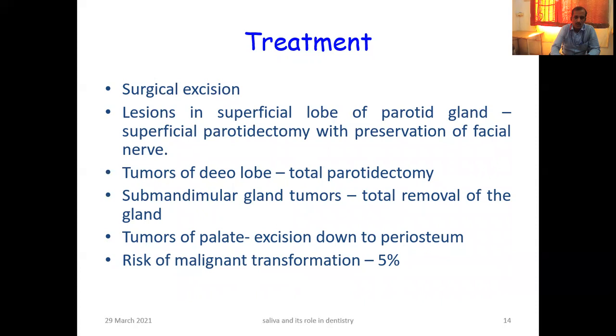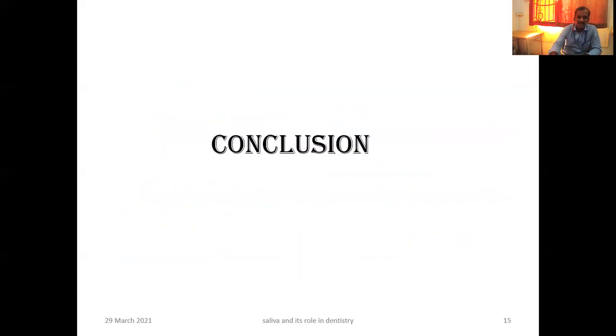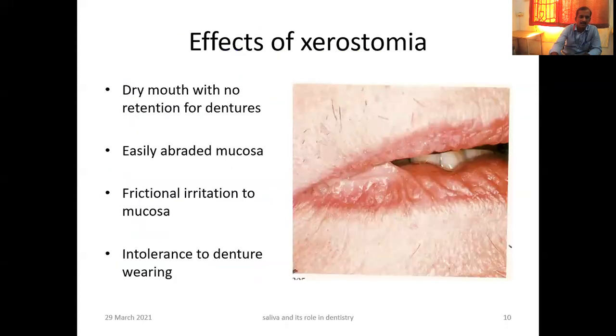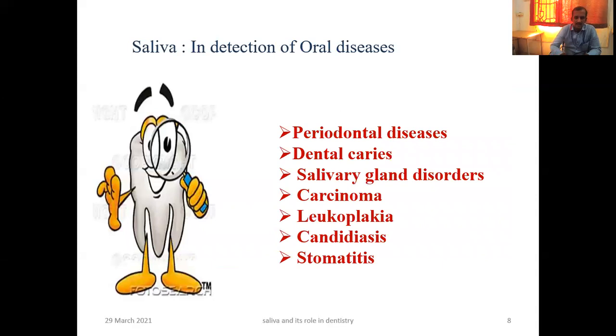For submandibular gland tumors, total removal of the gland is ideal. For tumors of the palate, excision down to the periosteum. And despite the benign nature of these salivary gland tumors, only 5% of them will change to a malignant lesion. There is a 5% risk of malignant transformation. That is the tumors that arise in the salivary glands.